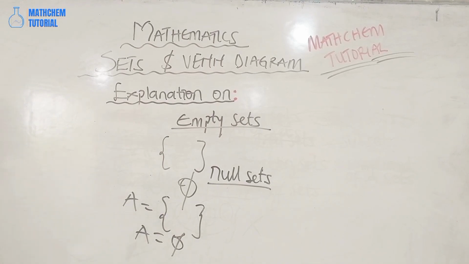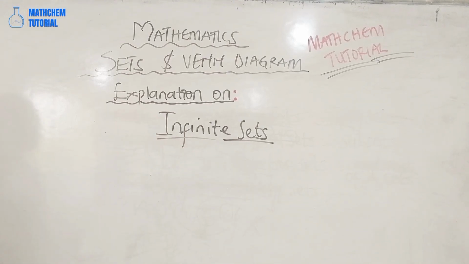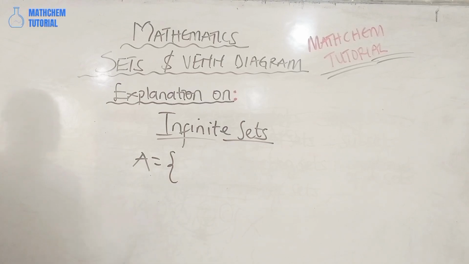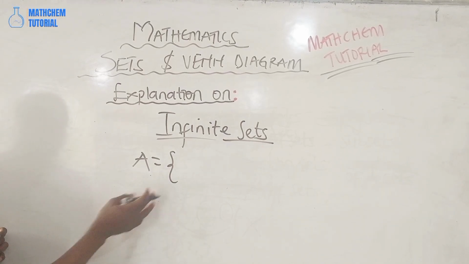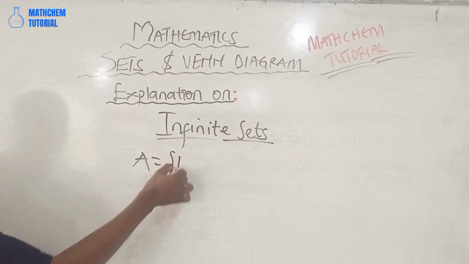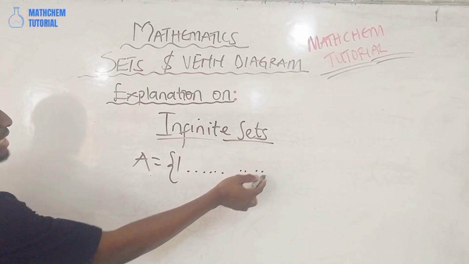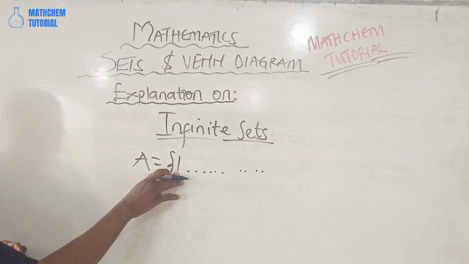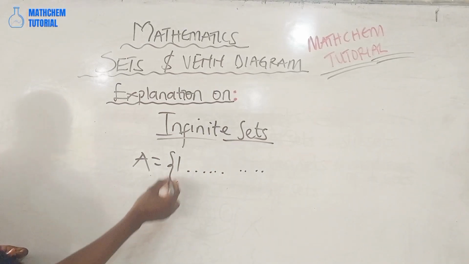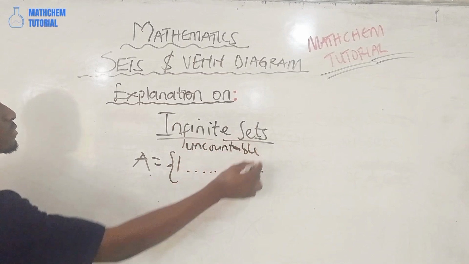Now let's move to the next one. Some call it infinite, some call it infinite set. From the word infinity, if you have a set which is, for example, all natural numbers, remember that natural numbers are counting numbers, the numbers you can count, starting from 1 to infinity, that is, with no ending. So this type of set, whereby the elements have no ending, is what we call an infinite set. Probably you can also call it an uncountable element.